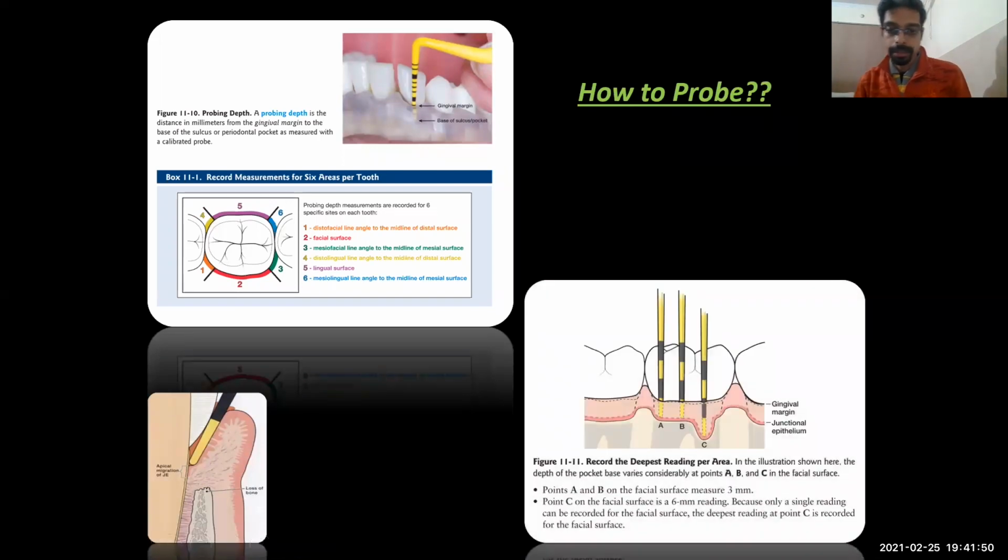Now, there is a very important thing that in each surface, for example, if we take the surface 2, that is mid-buccal surface, there are 3 readings coming while doing a probing, like A, B, and C. C is the deepest reading which is coming. So the deepest reading we will assign to that surface.